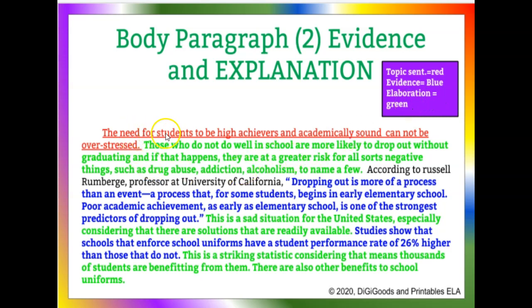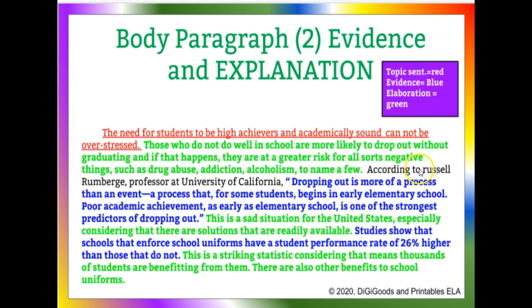Okay, so the need for students to be high achievers and academically sound cannot be overstressed. Here's some elaboration. Those who do not do well in school are more likely to drop out without graduating, and if that happens, they are at a greater risk for all sorts of negative things, such as drug abuse, addiction, alcoholism, to name a few.